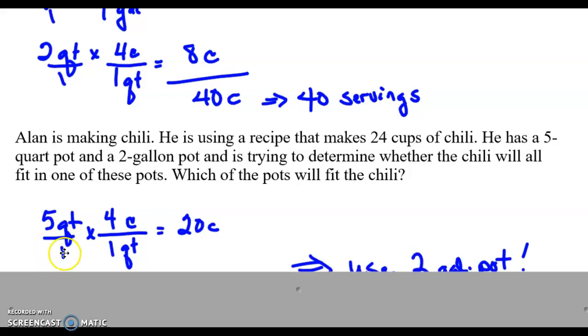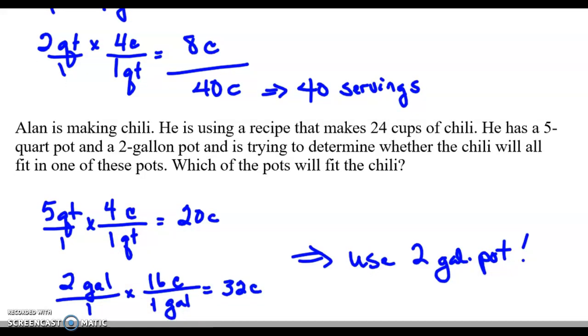First off, the quarts. So 4 cups per quart, quarts cancel, that means 20 cups. Not big enough. All right, so let's look at the 2-gallon one. The 2-gallon pot, and there are 16 cups per gallon, means I have 32 cups. So we are absolutely going to use that larger 2-gallon pot for this chili. Let me know if you have any questions.